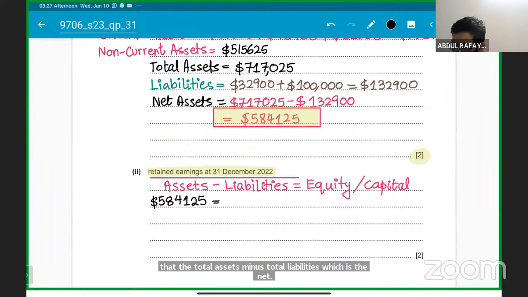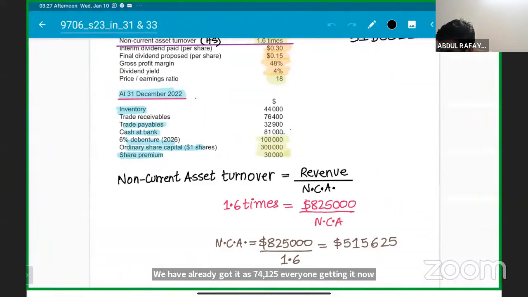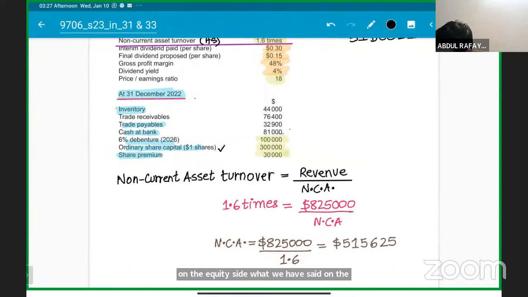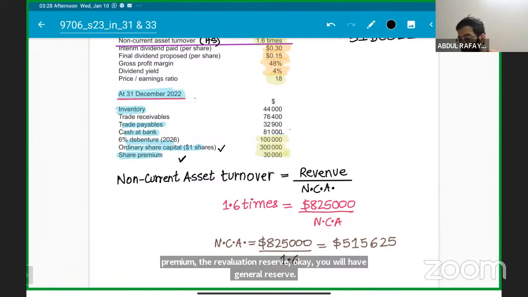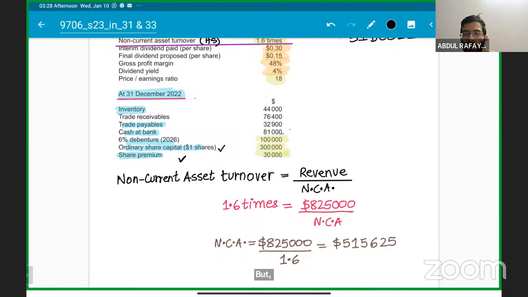Now on the equity side, what do we have, sir? On the equity side, we have ordinary share capital and share premium, these two things. But my students already know what all can come in the equity section. In the equity section you will have ordinary share capital, reserves, the share premium, the revaluation reserve, and the general reserve. But here there is nothing like that. The retained earnings item's value is missing, and that is what we have to find.